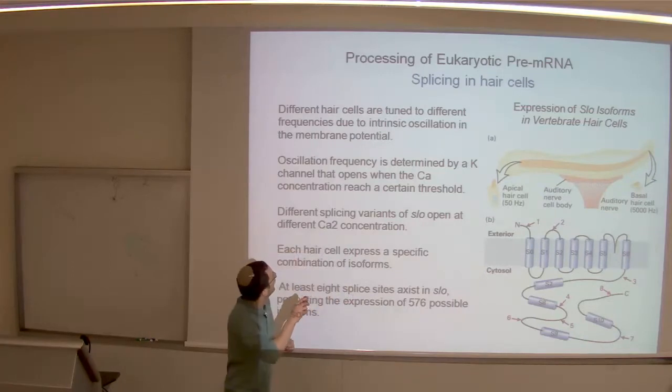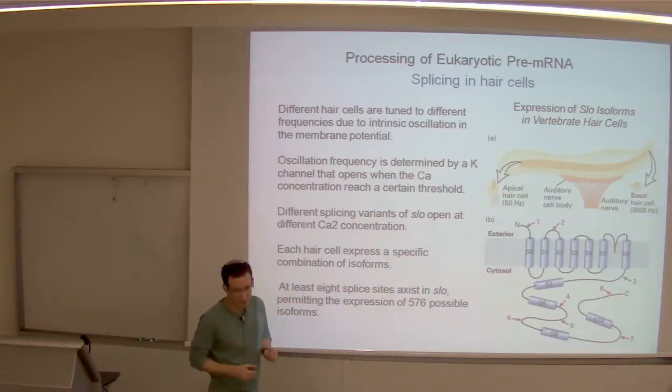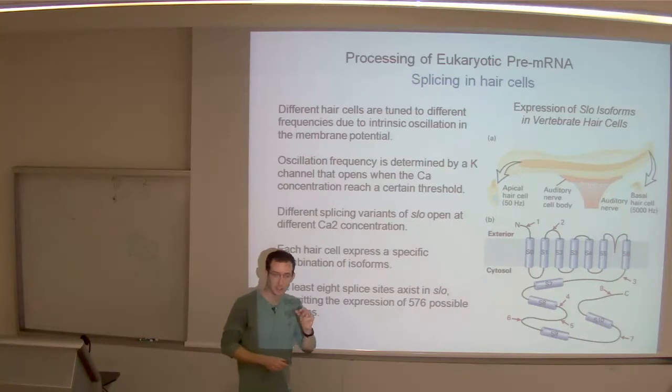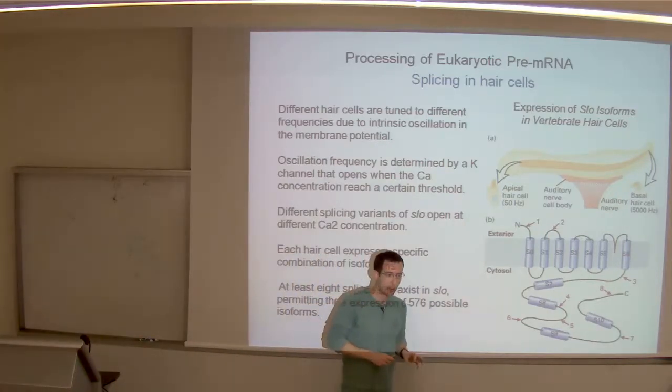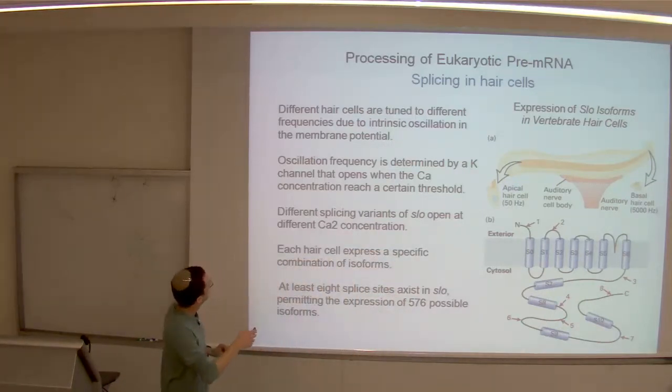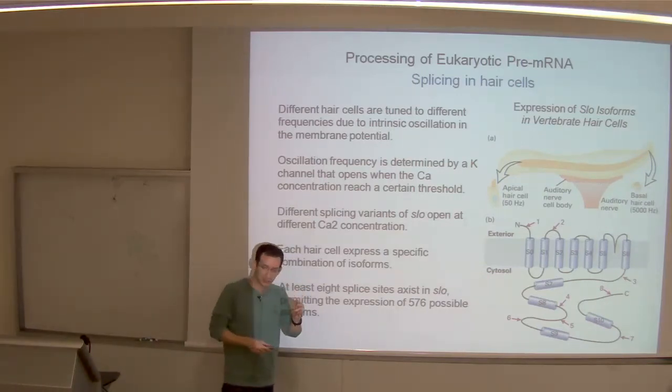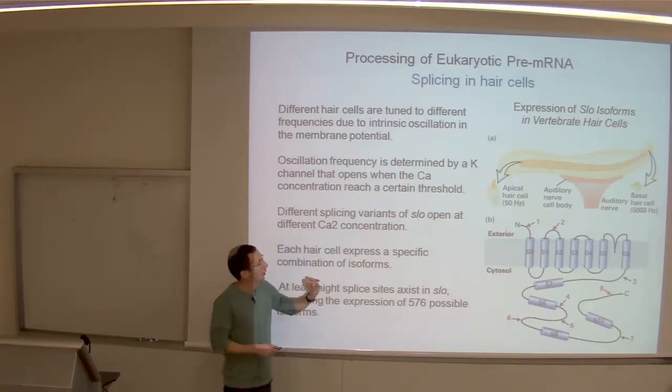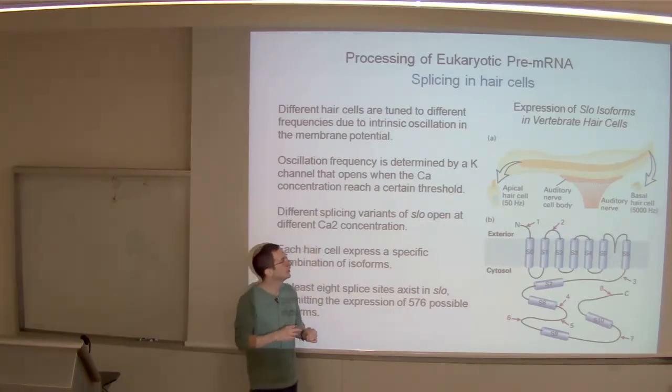But also, different hair cells are tuned to different frequencies due to intrinsic oscillations. Even before the arrival of any sound wave, these cells continuously oscillate. And they oscillate in different frequencies that are determined by a potassium channel that opens at different thresholds of calcium concentrations. So it's the calcium concentration changes, never mind now why, that causes these channels to open and close and causes the hair cells to oscillate in different frequencies.